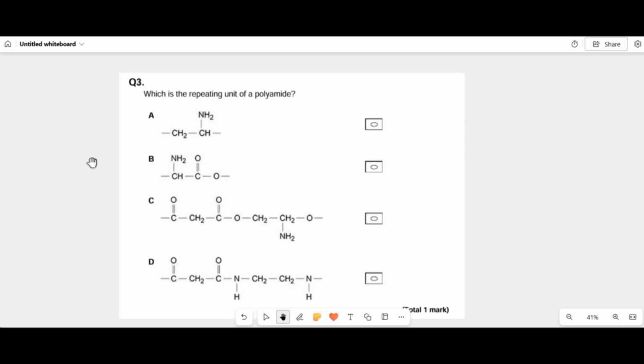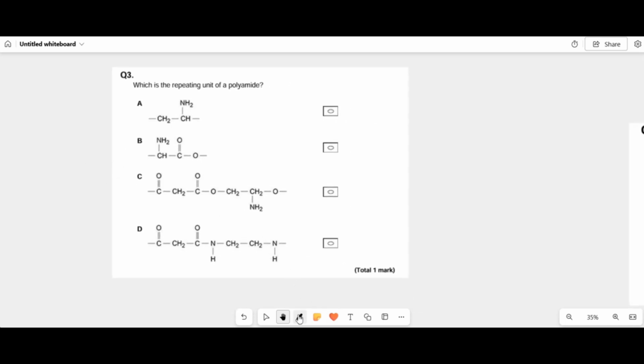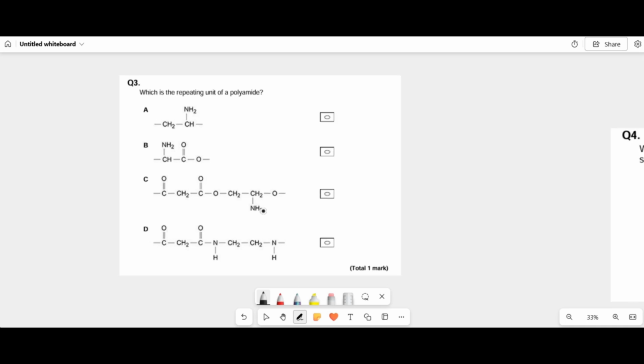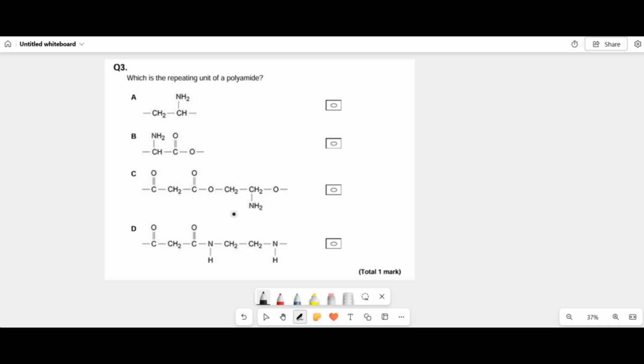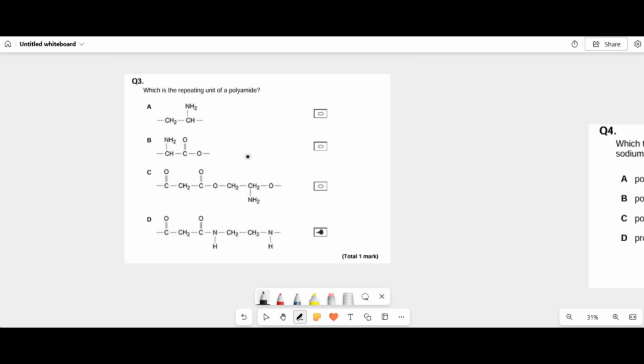You know it's Kevlar. Which is the repeating unit of a polyamide? For a polyamide, you need an N linkage, you need an NH linkage. So the only one here that has an NH linkage is D. That's bait, so this should be obvious, even if you don't know about anything like that. You should be able to clock that it's not A or B, or C for that matter. You should be able to clock that as D.